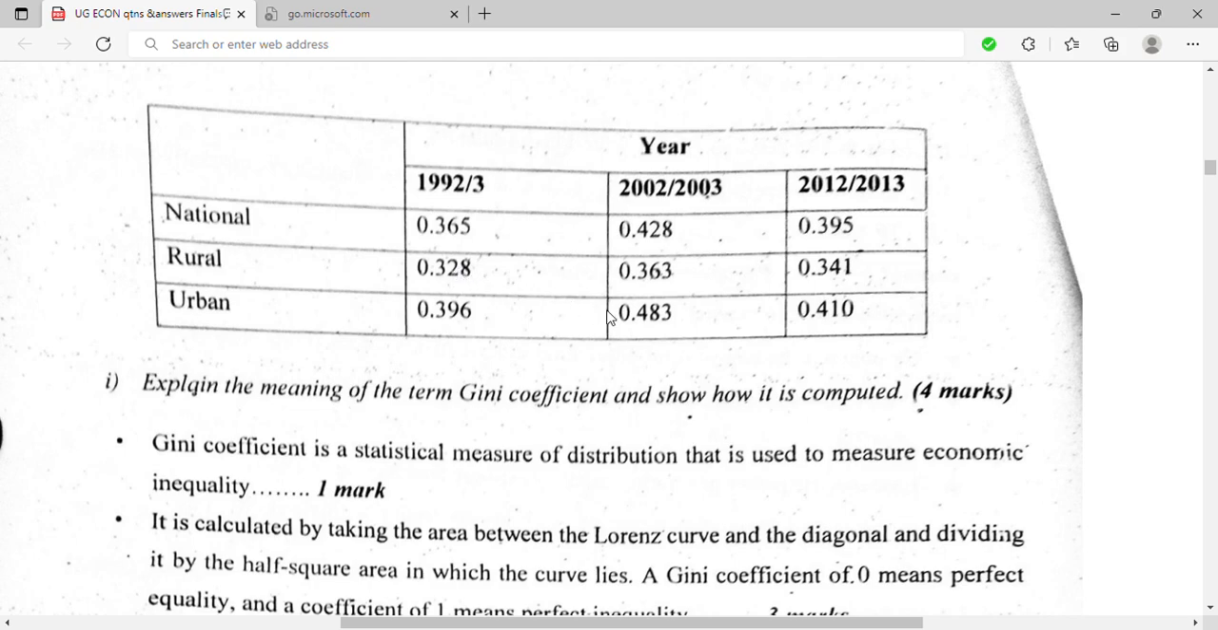Then we go to the next year. The income is 0.363, and here it is 0.483. There is an inequality. They are not the same. Then we come here, we see 0.341, then 0.410. There is a difference. So there is inequality whereby the people in urban areas earn more income compared to the people in the rural areas.